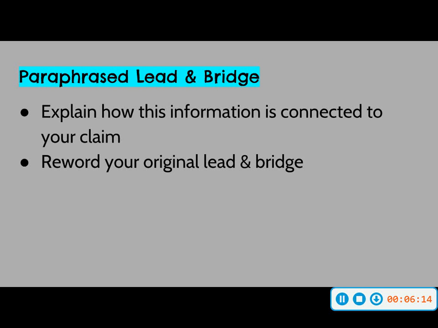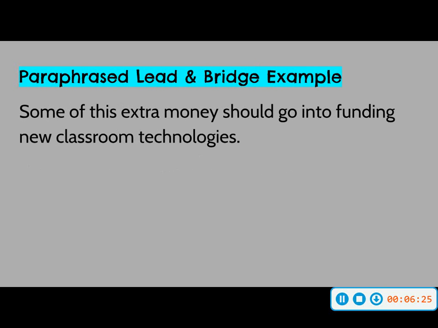So my original lead and bridge was, extra money should be given directly to wherever it most benefits students. Adding technology to the classroom would greatly benefit students and teachers. So that was my original. My new one is, some of this extra money should go into funding new classroom technologies. That's my claim, essentially. You can add in your claim as your lead and bridge, okay?